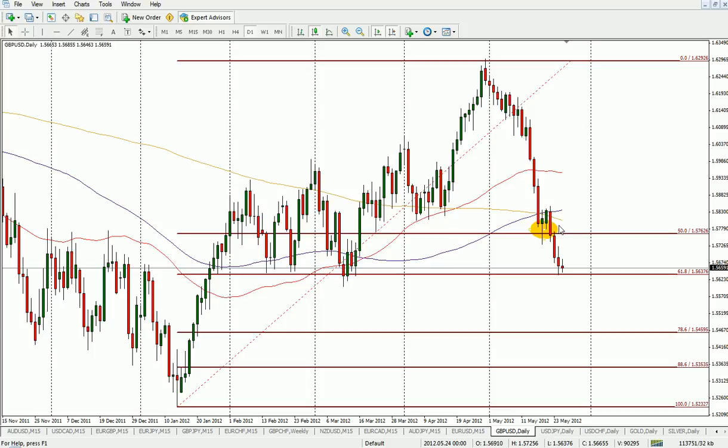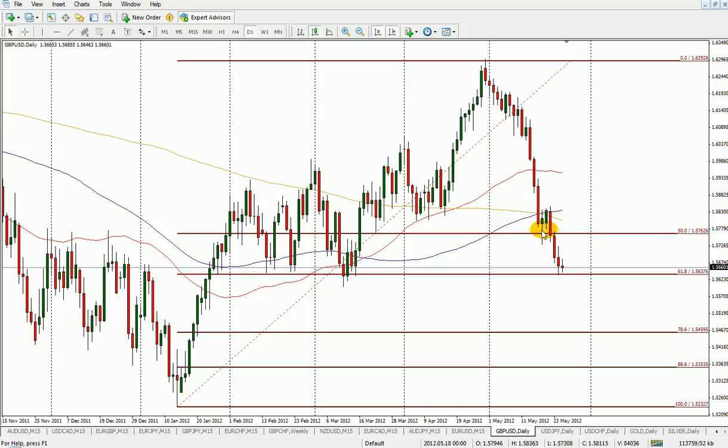So we thought that would be a nice sort of reversal, but as we mentioned, there's quite a few moving averages just above that level. We have the 200-day moving average and the 100-day moving average. And when they're clustered together, they do tend to act as good resistance zones, and that's what we had this week. We had that 100-day moving average capping cable and pushing it back below the 50% level.